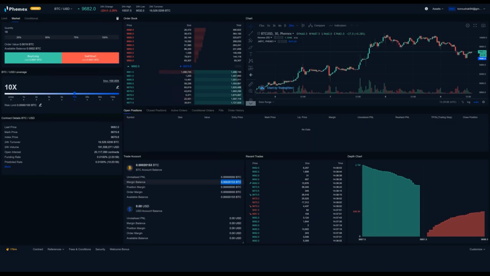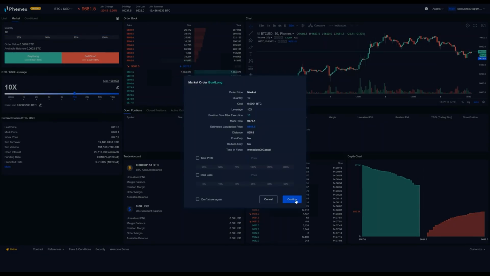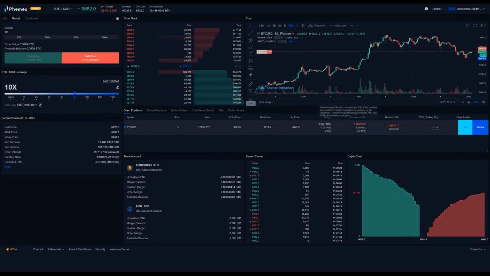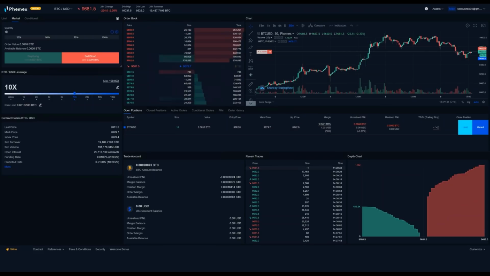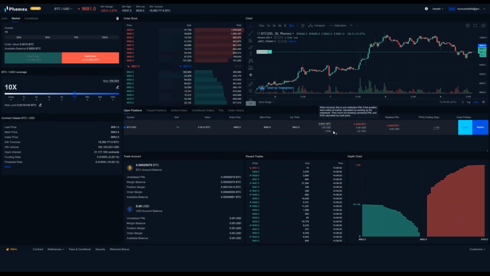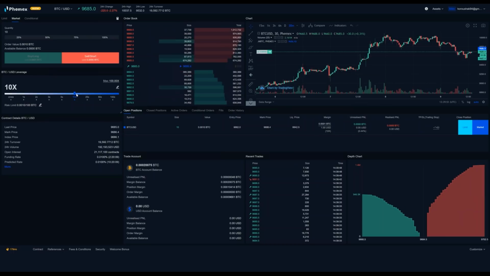So I can lose up to $2, which is what I have on this testnet account, depending on what leverage I'm using. So if I open a $10 position using 10x leverage at market, confirm, you can see that I now have $1 at risk, because 1 times 10 equals 10. That means to open this $10 position, you can see that my margin, or the amount of capital I put at risk, is $1, and I've used 10x leverage.